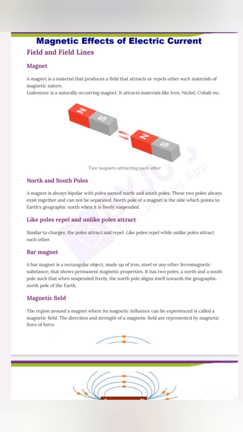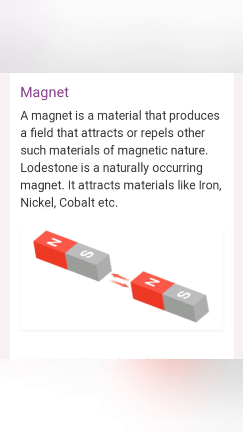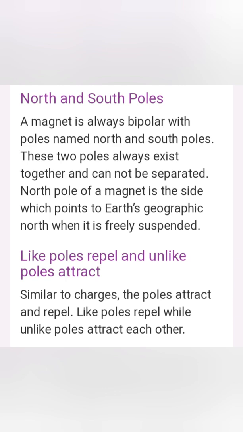Now let us discuss a magnet. A magnet is a material which can attract or repel any magnetic material placed near it. It can be iron, nickel, cobalt, steel, etc. Lodestone is a naturally occurring magnet. A magnet has two poles, a north pole and a south pole. The two poles of the magnet can never be separated. If a magnet is freely suspended, then the pole which rests in the north direction is the north pole, and the pole which rests in the south direction of the earth is called the south pole.